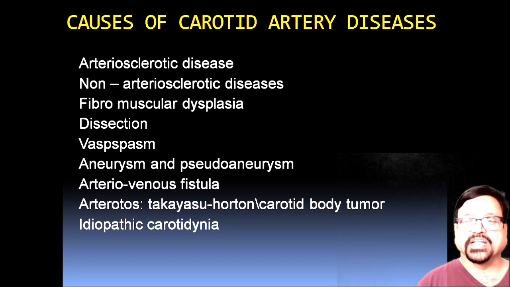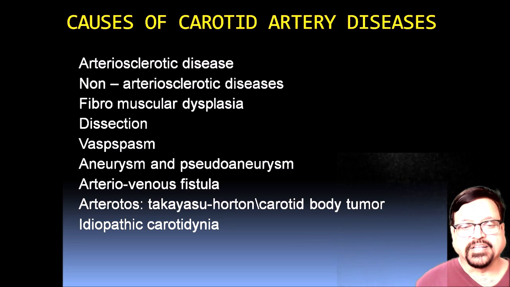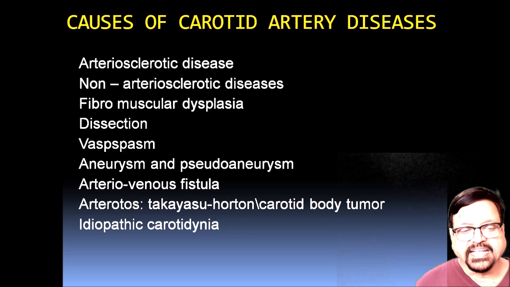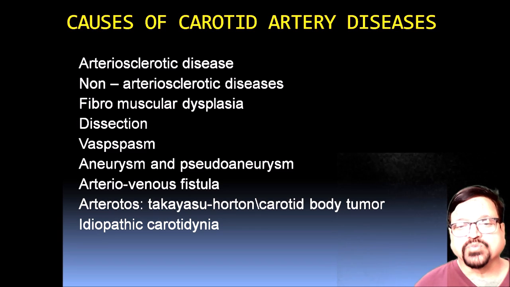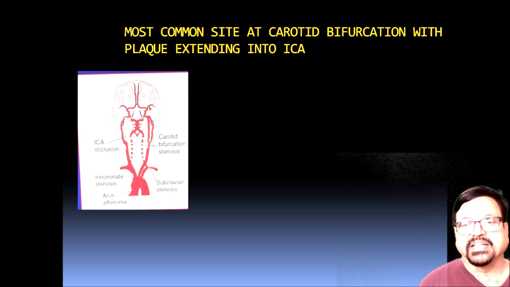What can cause carotid artery diseases are atherosclerotic diseases, non-atherosclerotic diseases, fibromuscular dysplasia, dissections, vasospasm, aneurysm, pseudoaneurysms, arteriovenous fistulas, idiopathic carotidynia. Now all these things we have seen already before. Now this was just to recollect what we have seen and just to summarize it. Now this is the circulation. Again, it is just to recollect.